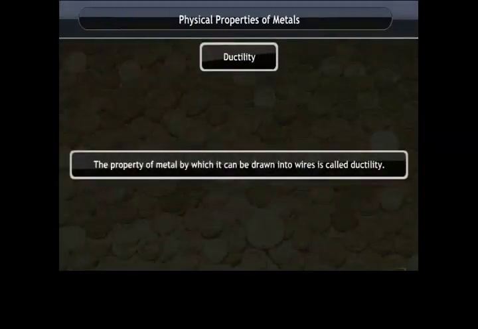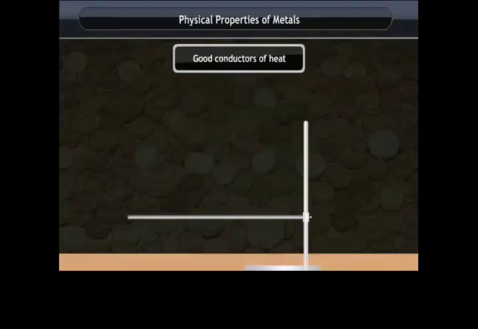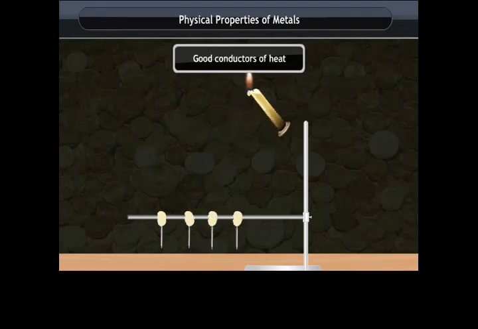Ductility. The property of metal by which it can be drawn into wires is called ductility. Good conductors of heat. Take 4 iron nails. Fix each nail at some distance on an aluminium rod with the help of wax. Heat the rod with a burner near the place where it is clamped.